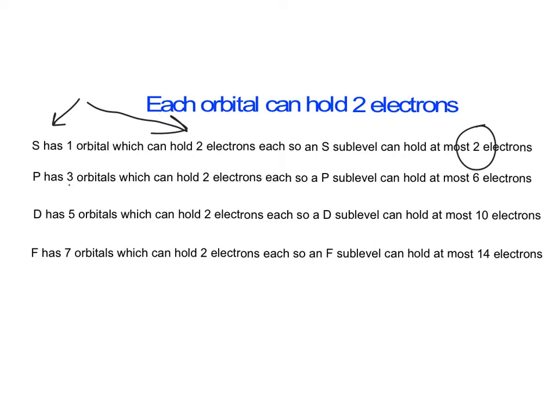P could have up to 3 orbitals. Each orbital can hold 2, so every single P, whether it's on 2, 3, 4, 5, can hold 6. Every D has 5 orbitals, so every D sublevel has 10 electrons at most. It could have less, and we'll talk about how we know if it has more or less in the next day or so. But know that at most, you can have 10 electrons in a D sublevel. Last but not least, F has 7 orbitals, so any F can have at most 14.